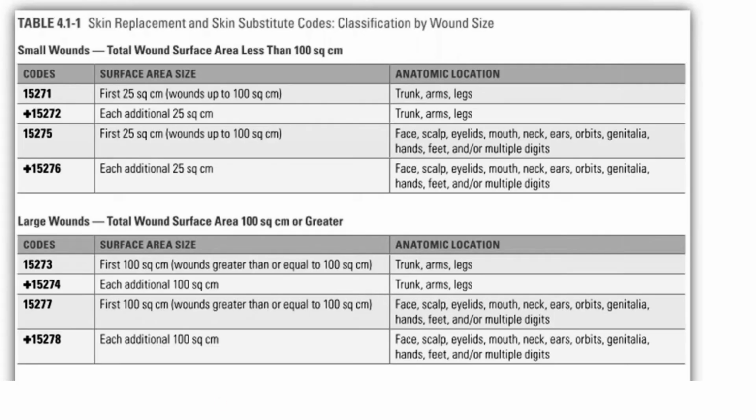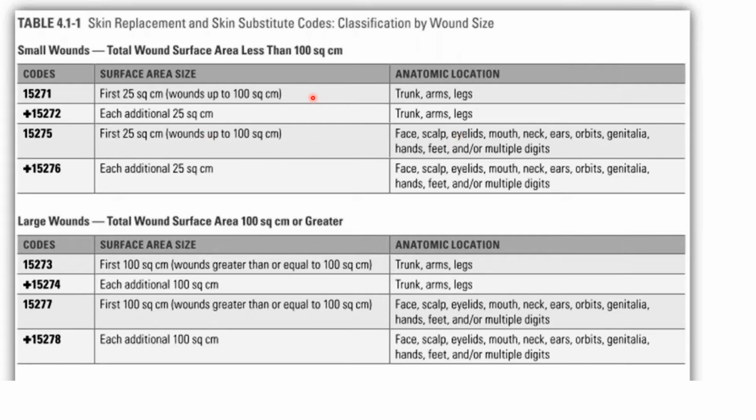So these are the codes for skin replacement and skin substitute, and we have divided them into the small wound, where the total wound surface area is less than 100 square centimeters, and then the larger wound, where the total area is 100 square centimeters or more. We have roughly 4 codes, and these codes are divided depending upon the anatomical location.